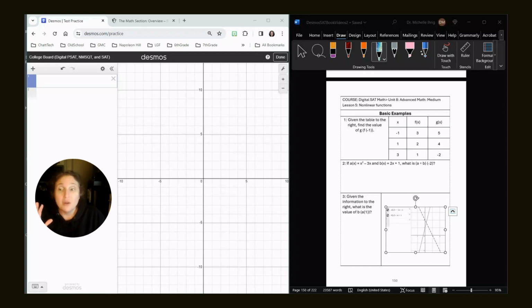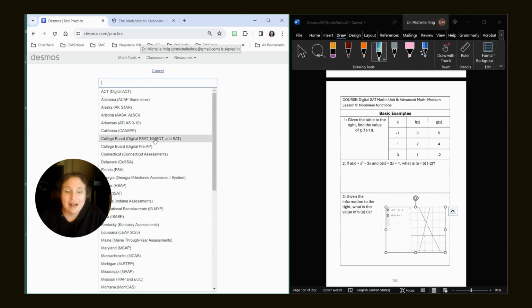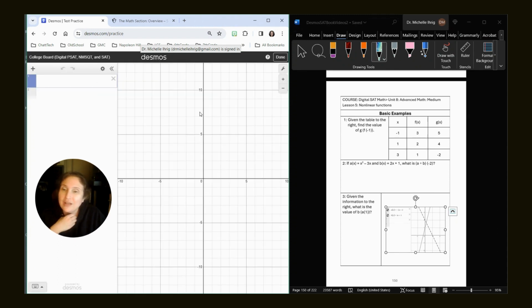Also, make sure you've opened up the Desmos calculator. I'm going to refresh just to show you. The link is in the description. Click Choose Assessment and College Board. If you don't, you will not have all the same functionalities that I do.